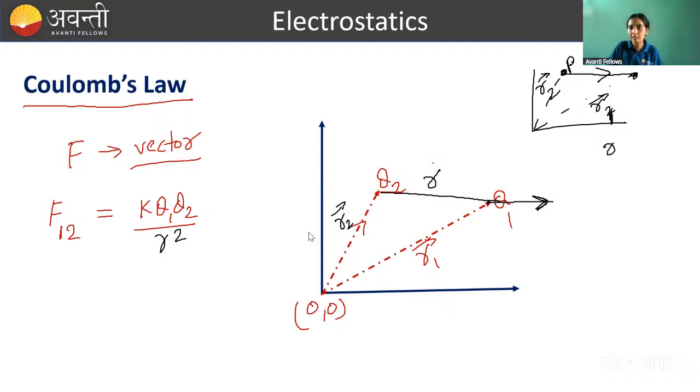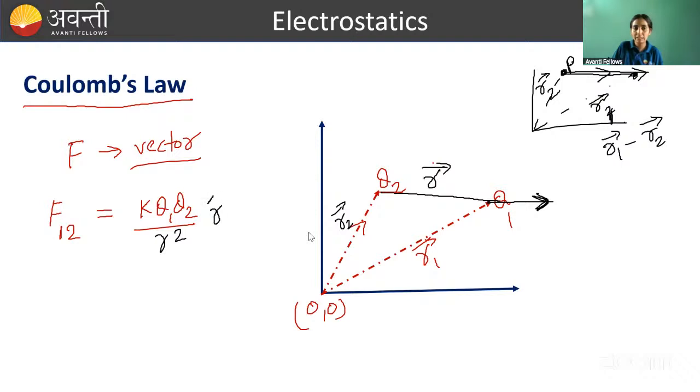So here the final position vector is R1, the initial position vector is R2. So R1 vector minus R2 vector is directed in this sense, right? And here also the force is directed in this sense. That is, the force is in the direction of the R vector. Okay? So direction can be written in terms of a unit vector.